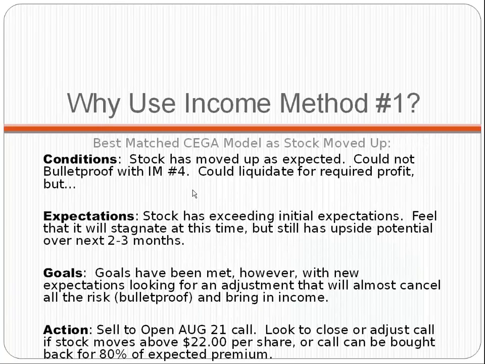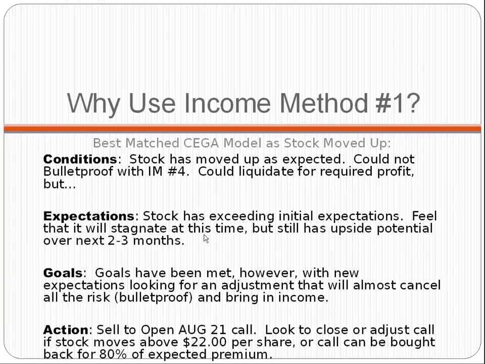So the conditions, this best matched my CEGA model on June 28th. I looked at the other income methods. I tried to bulletproof with income method number 4 at that time, but it wasn't available to do. And I wasn't quite clean on income method number 6. So the conditions: the stock has moved up as expected, actually exceeded expectations. We could liquidate and realize our goals that we set in the beginning, but the stock has exceeded initial expectations, and looking at the movement, we felt that the stock was going to stagnate but still had upside potential.